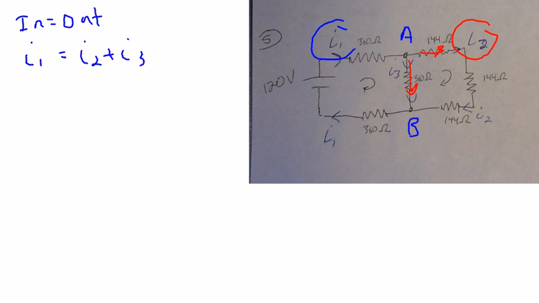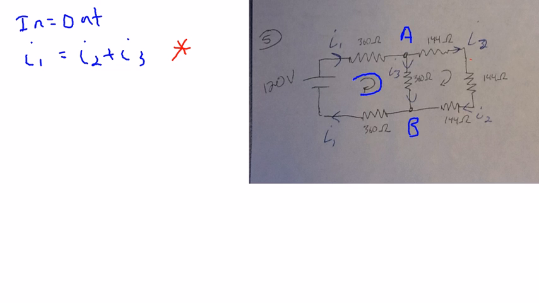I could do the same thing with B, and if you have done that, you've probably noticed that they're the exact same thing. Just kind of written a little backwards, but they say the same thing. They have the same relationship. So this is one of my equations that I'm going to work with. I'll star it. I need to find 2 more. And the next 2 are going to come from the loop equations.